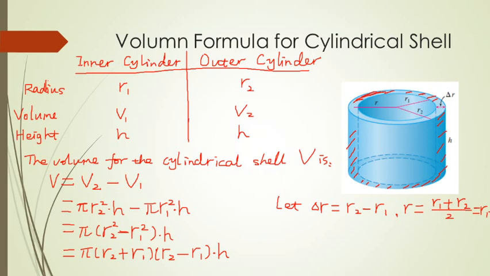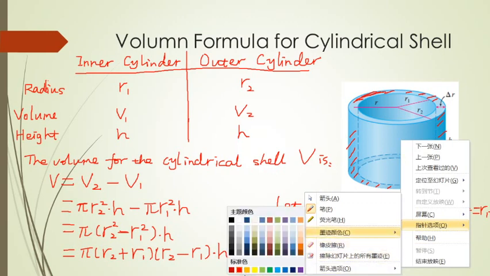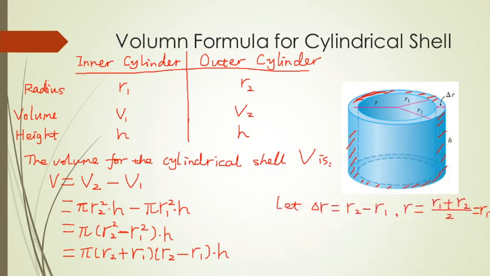So what is the circle with radius R? Let me show you in a different color, yellow. So the circle, where is my pen?